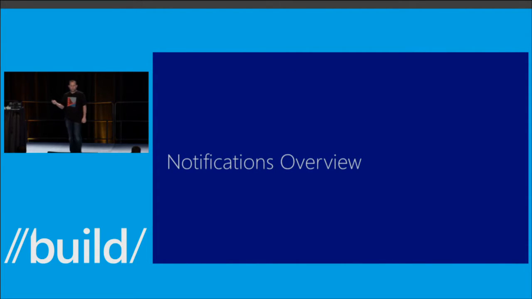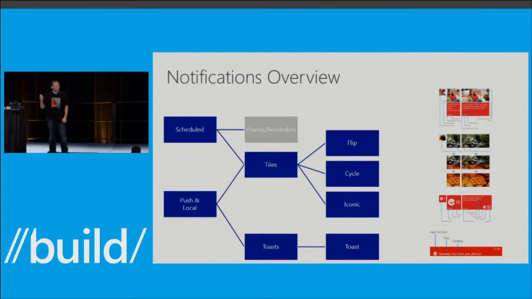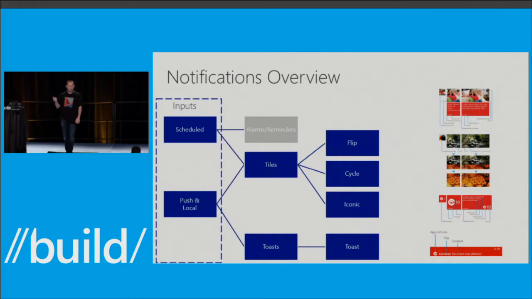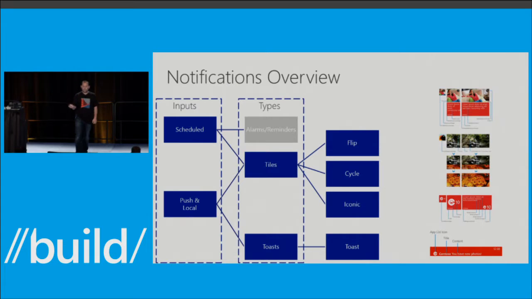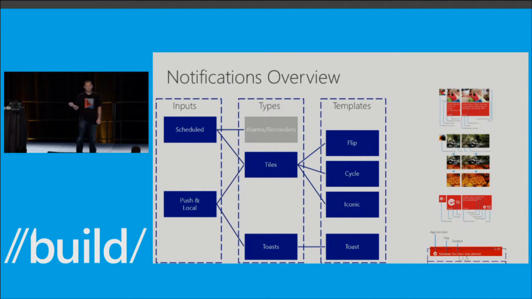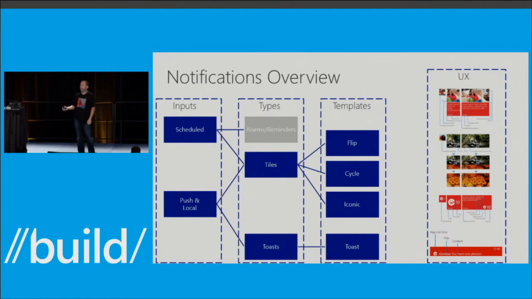So, right into the overview. What you're seeing on the screen here are inputs, types, templates, and then we get to the actual UX. And that's how I want to break these things down for you guys so that you understand how notifications work across the platform. On the left, we start with inputs, and there's actually another slide after this, so there's one more set of types and templates after this, but on the left we start with inputs, and you can see we've got scheduled as a type of input, and push and local as a type of input. And I'll get into how these work coming up.